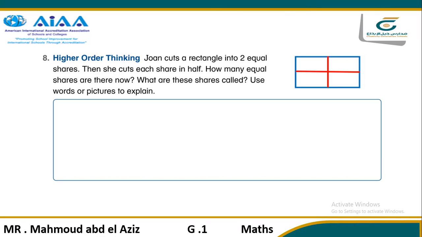Another question, how many equal shares are there now? If you count them, you will find 1, 2, 3, and 4. So we have here 4 equal shares. And another question, what are these shares called? Excellent. Fourths or quarters. So it's fourths or quarters.